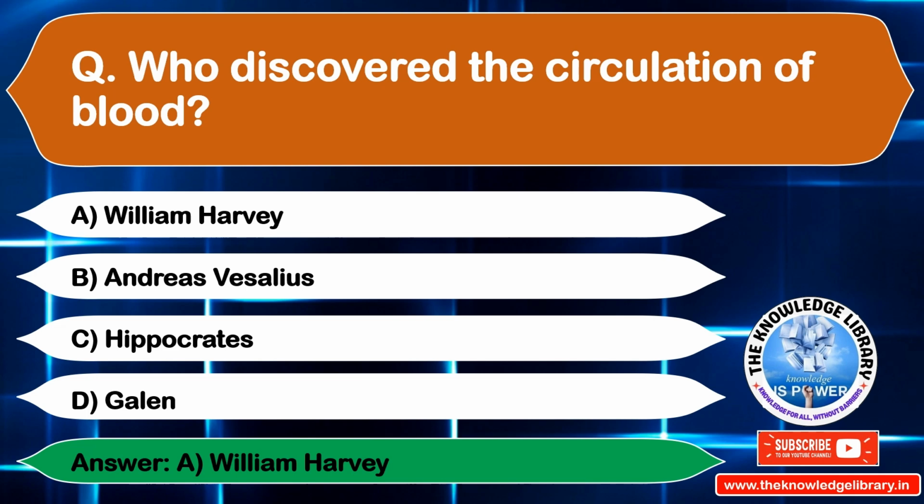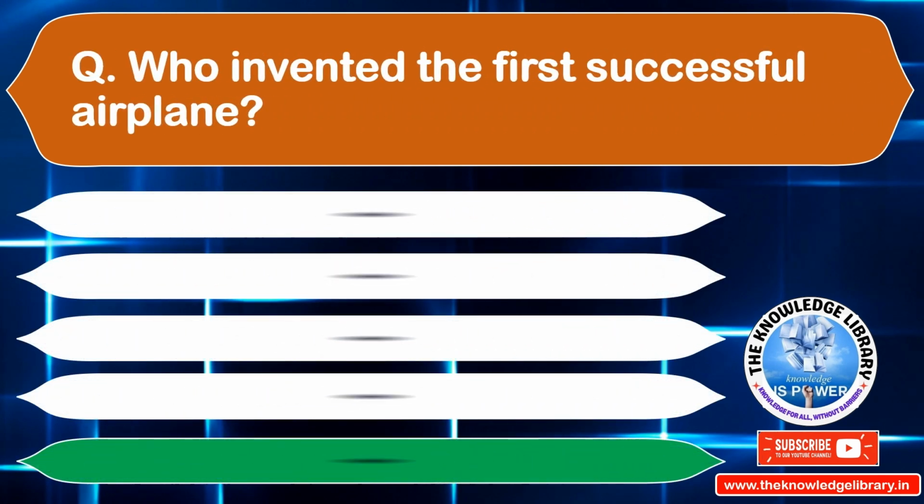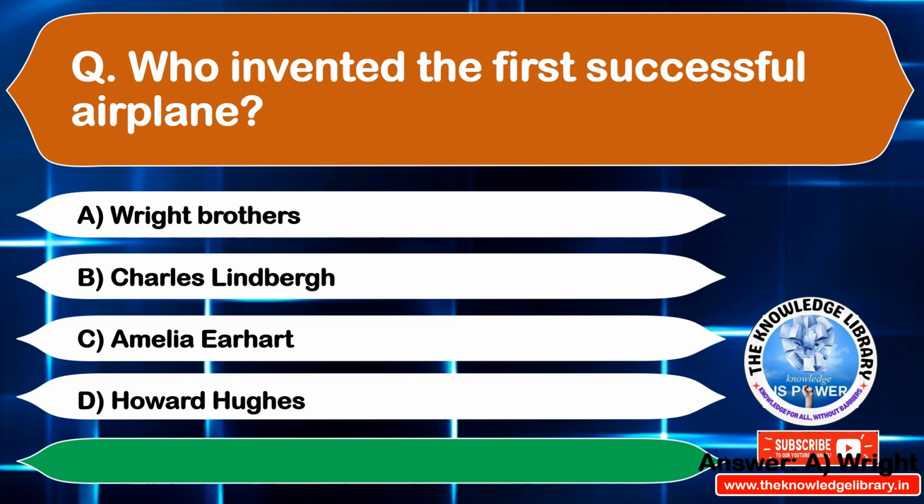Move to the next question. Who invented the first successful aeroplane? Option A, Wright brothers. Option B, Charles Lindbergh. Option C, Amelia Earhart. Option D, Howard Hughes. The correct answer is option A, Wright brothers.